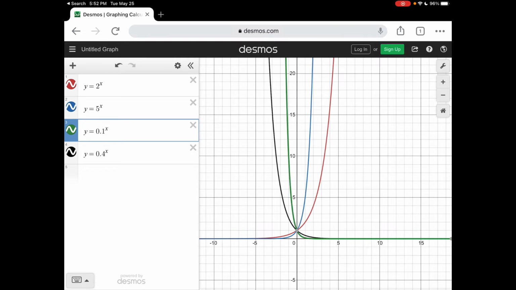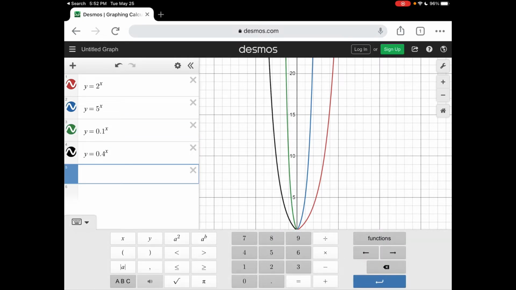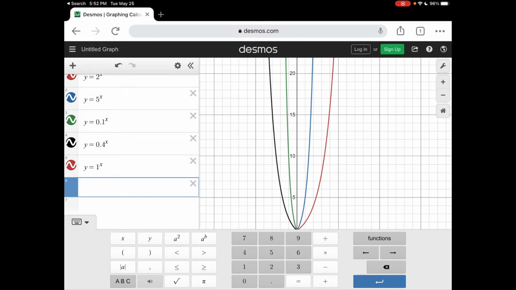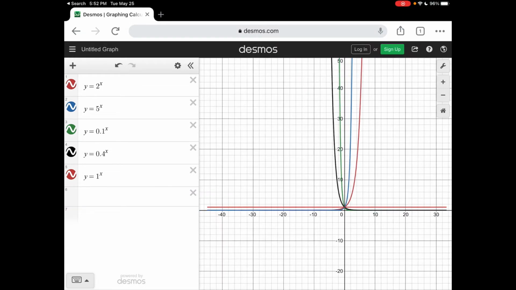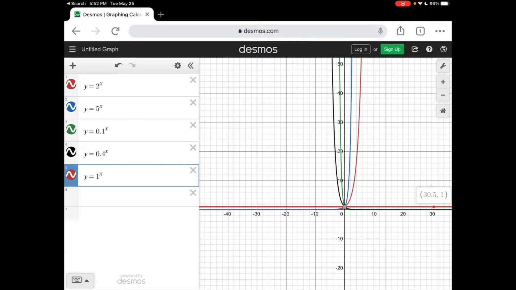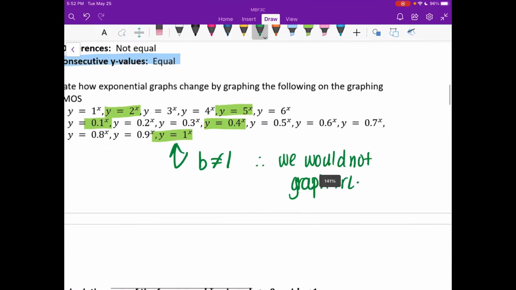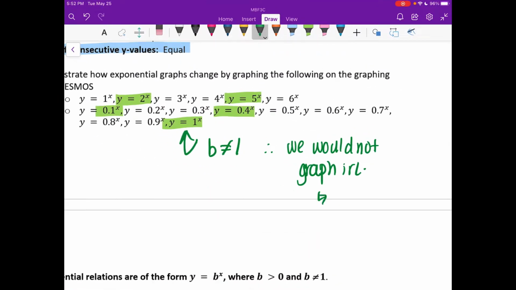And then the last one we wanted to do was the reason that we can't have y is equal to 1 to the power of x, is because it's just a straight line. It's just a straight line because 1 to the power of any number, 1 times 1 times 1 times 1, is always going to be 1. So it's just a straight line.